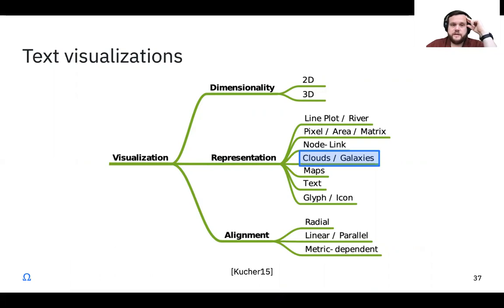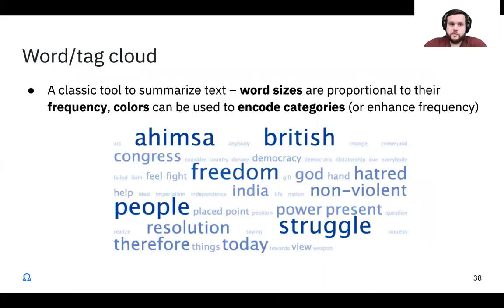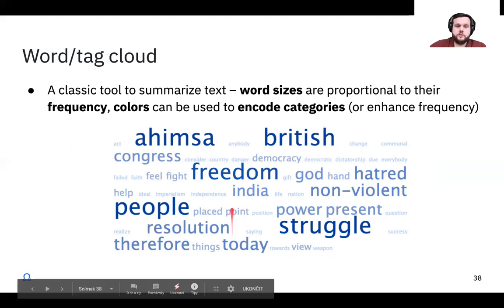So what is it? You have probably all seen a word cloud or a tag cloud. It's a very classic tool to summarize text. You just count the words in your text corpus, and the word sizes are proportional to their frequency, the number of times they occur in the corpus. And colors can be used to either encode categories or to enhance the frequencies. We see the latter case in this visualization.